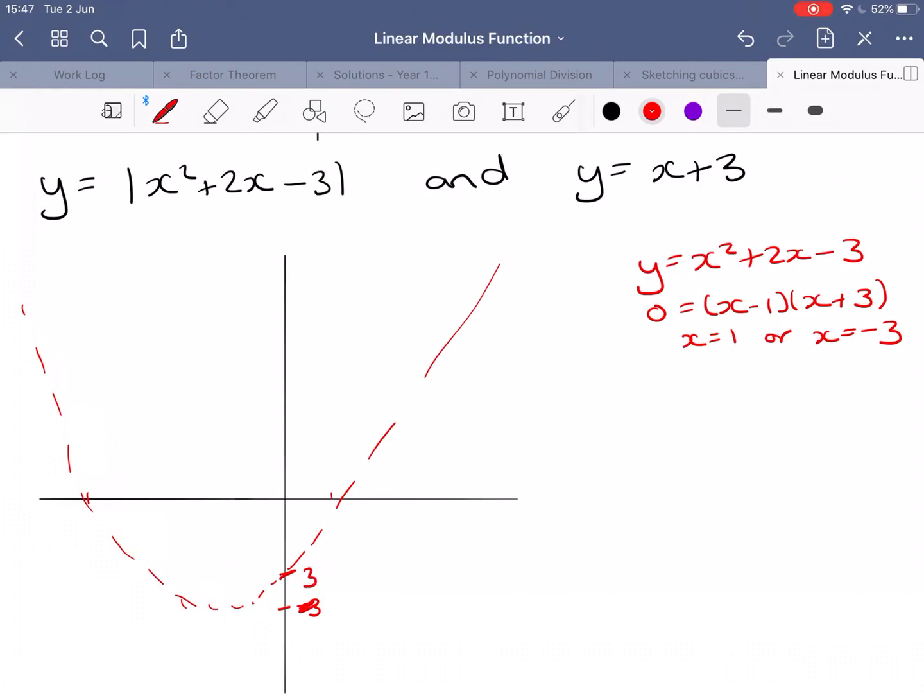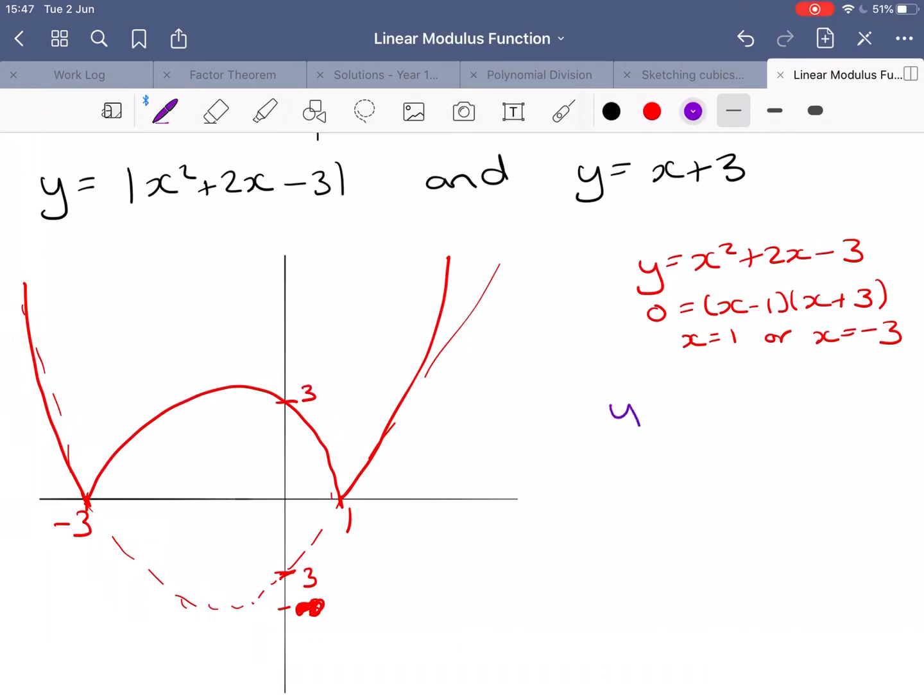I should always draw my lines in first and then put it on the x-axis and the y-axis. It's always easier. So again, above it's fine, but we have to reflect everything in the x-axis. So again, that's crossing at 3, that's at 1, and that's at -3 on the x-axis.